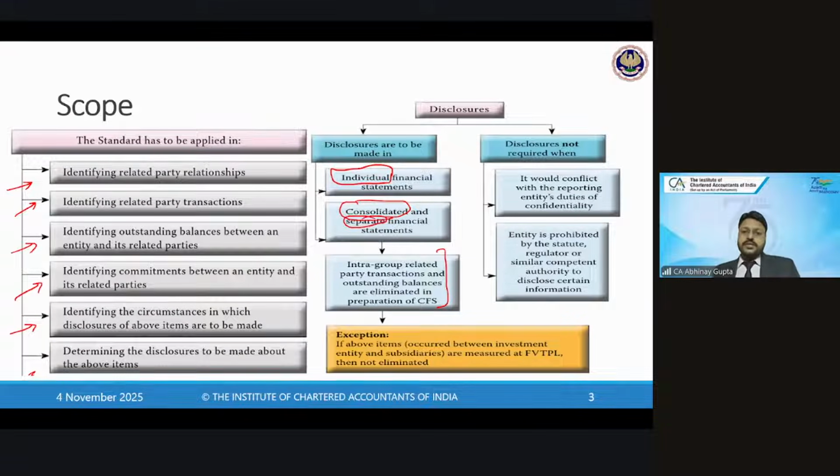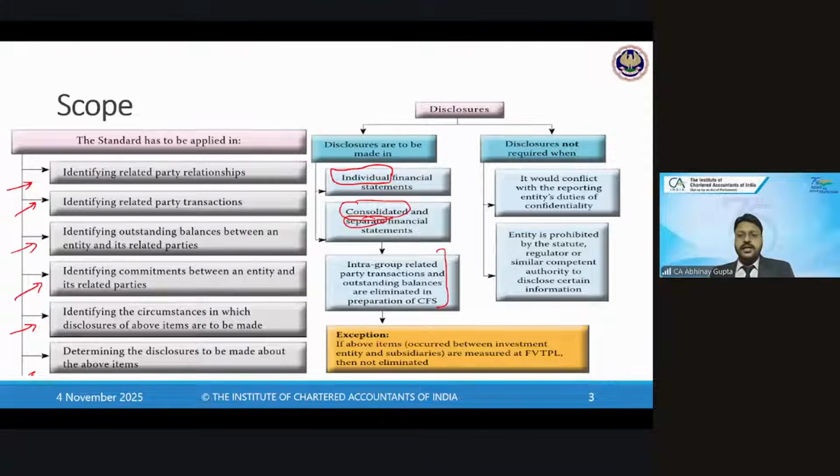So when we prepare the separate or individual financial statements, we disclose all the transactions with those subsidiaries and the balances with them, right? But when we prepare the consolidated, we do not repeat the transactions with subsidiaries and the balances in the consolidated financial statements. That is already there in the standalone. But all other related parties, transactions and balances continue to be disclosed in the CFS, right?